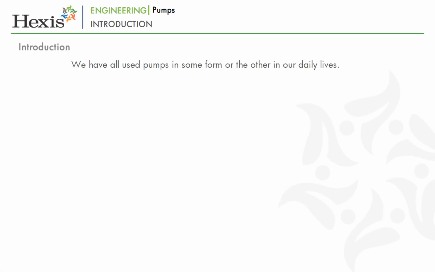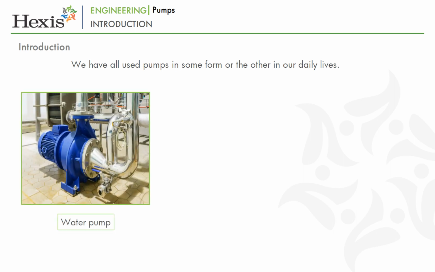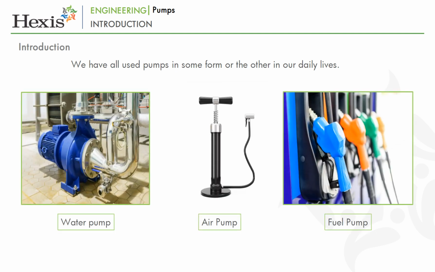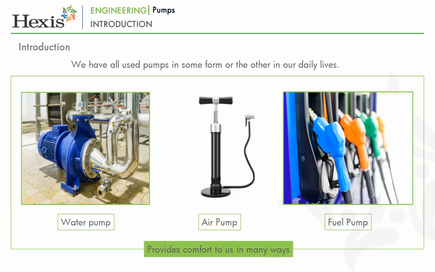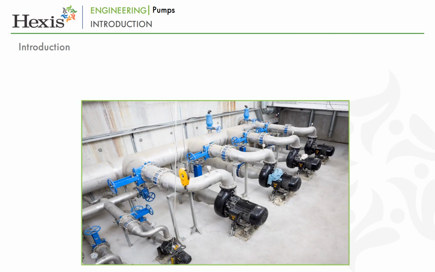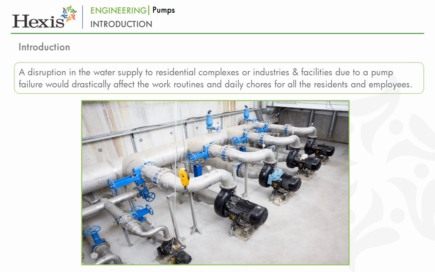We have all used pumps in some form or the other in our daily lives, like the water pump, air pumps or fuel pumps. They play a very crucial role in providing comfort to us in many ways. Similarly, various types of pumps are used in industries and facilities for different functions or processes. A disruption in the water supply to residential complexes or industries and facilities due to a pump failure would drastically affect the work routines and daily course for all the residents and employees.